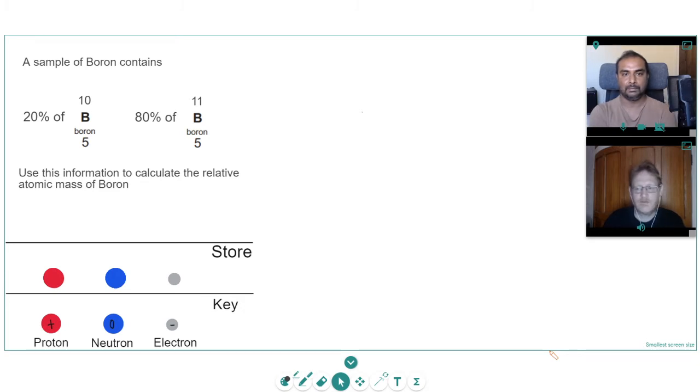So today we're going to have a look at calculating relative atomic mass. In this case, the relative atomic mass of boron. And the question says we've got a sample of boron that contains 20% of the boron-10 isotope and 80% of the boron-11 isotope.